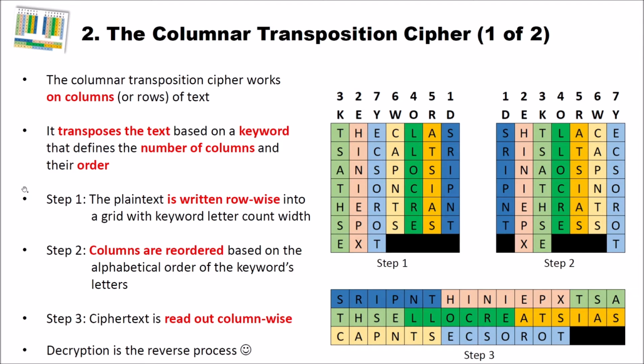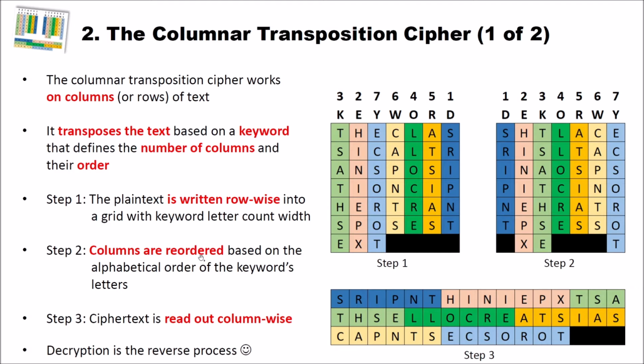So how do you encrypt using the columnar transposition cipher? You first create such a grid here, and you write the keyword above the columns. And you write the alphabetical order of all letters on top of each letter. So we start with a D, then we have the E, then we have the K, and so on. And if a letter appears twice, the first letter gets the first number, and the second letter that is the same gets the next number.